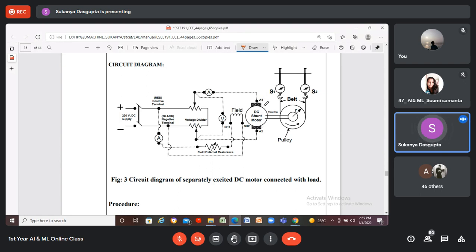These brush arrangements are required. I'll explain this part in theoretical class, why the brushes are required in DC machines. And this is the belt pulley system, which will be acting like a load in this experiment. Look at the figure carefully, you will see that here the DC motor is coupled with this belt pulley mechanism. This is called shaft. So the motor shaft is basically coupled with the belt pulley mechanism, right?